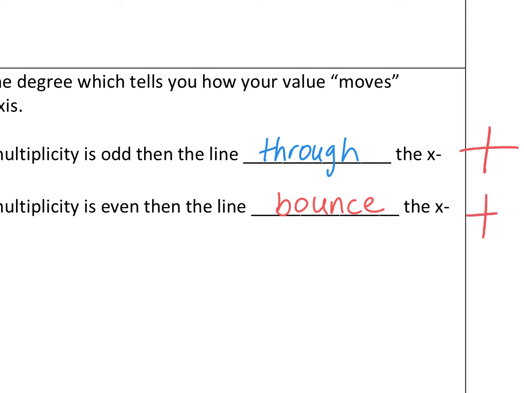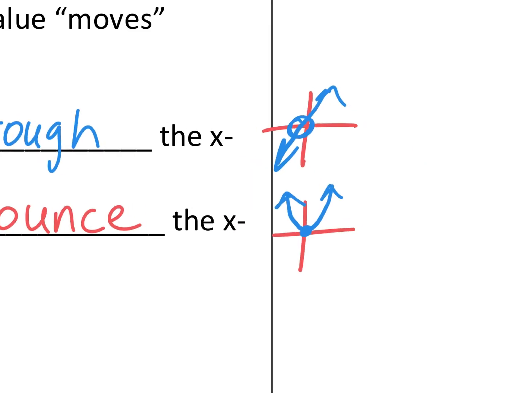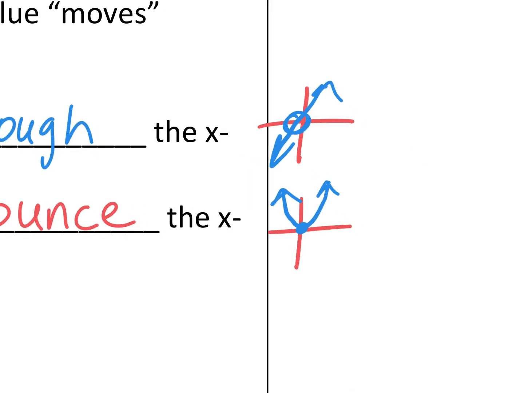If I were to go through the x-axis, I am literally crossing it. I'm going through. If I'm going to bounce, I am literally going to hit that and go back the opposite direction. That is the difference between a through and a bounce. Through is odd, bounce is even. Multiplicity is what we're looking at.